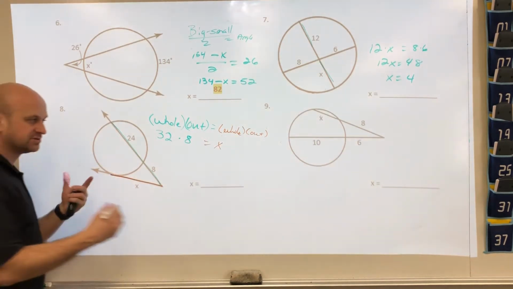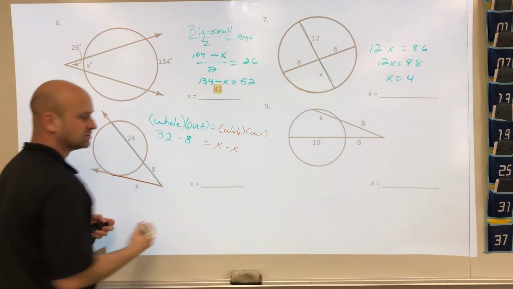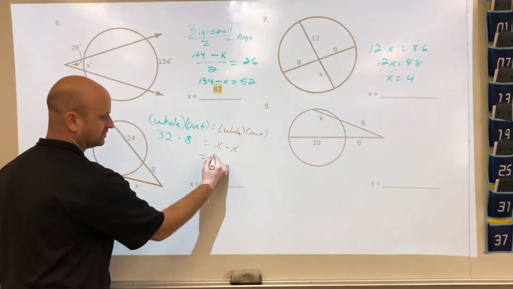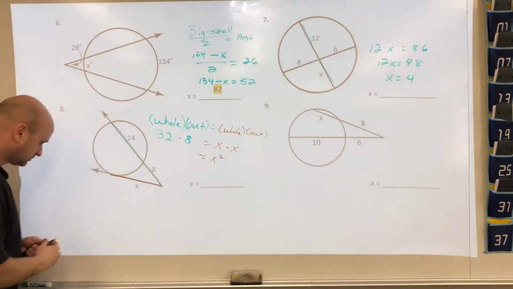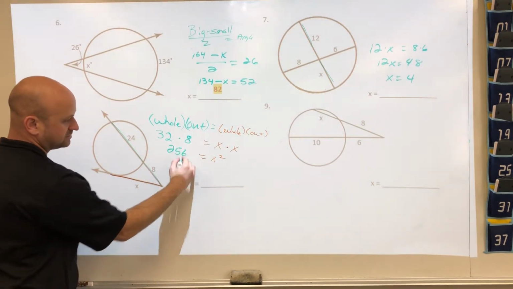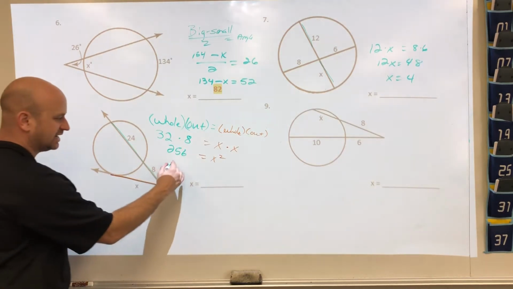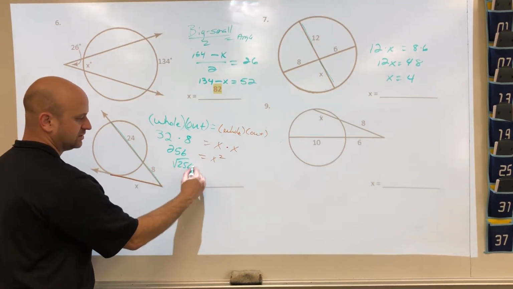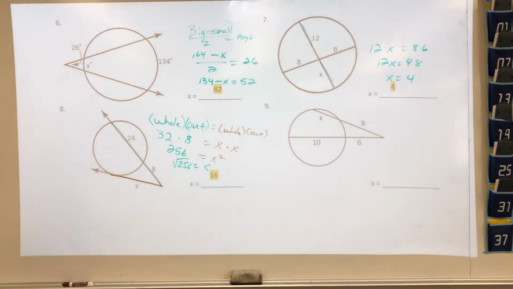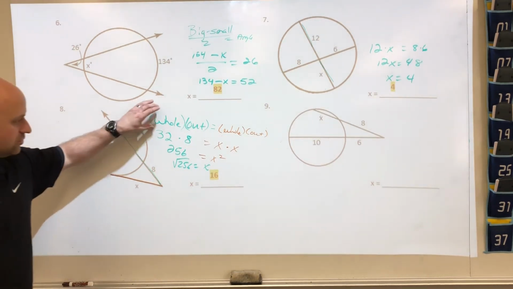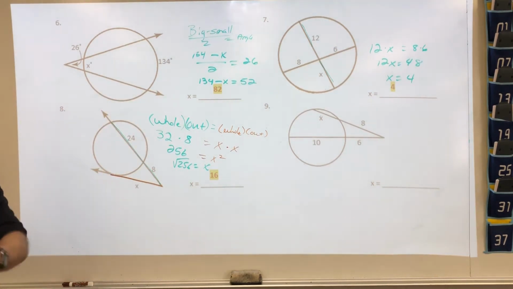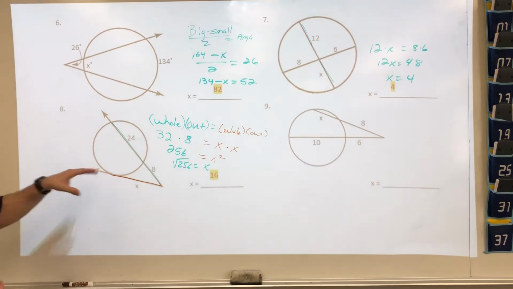How much of this is outside? Well, the entire thing. So we multiply it that way. And we know that x times x is going to be x squared. And x squared is going to equal 256. So to get x, we actually have to square root 256, which is going to give us an answer of 16. Okay, so again, we take our whole line times outside, and that's going to equal the whole other line times what's outside of that other line. And that's how we do that.